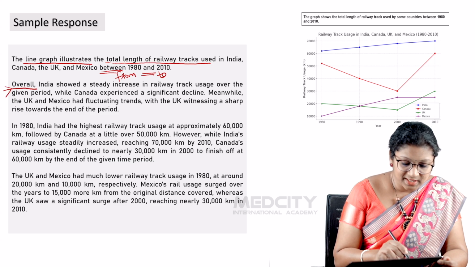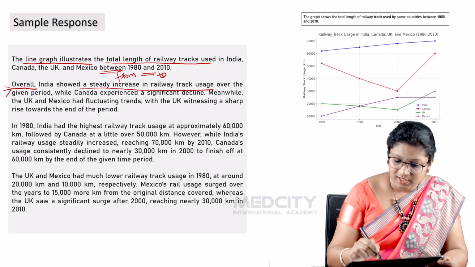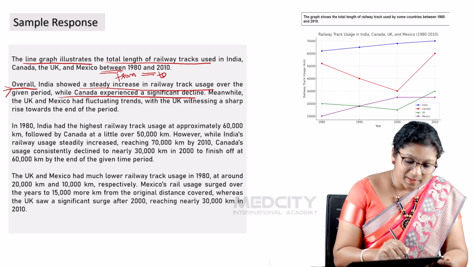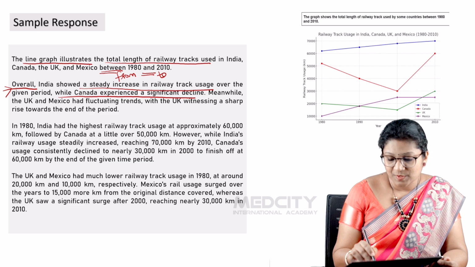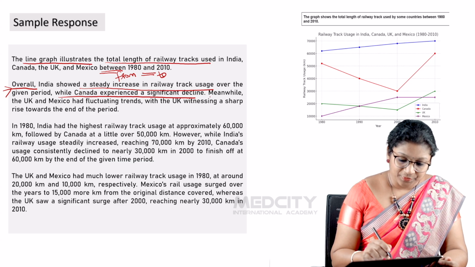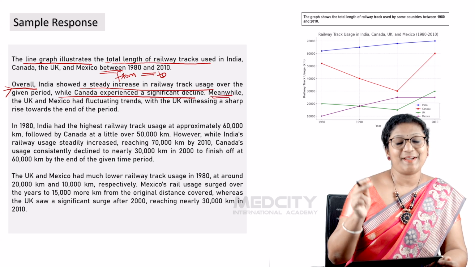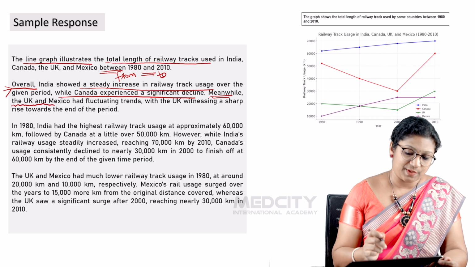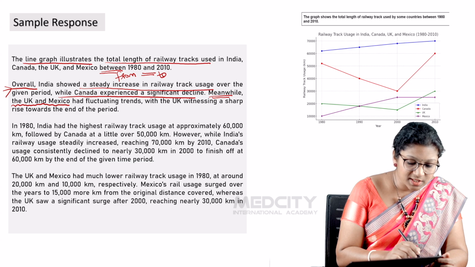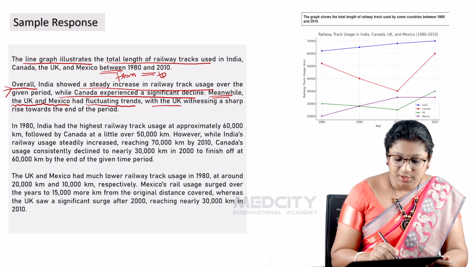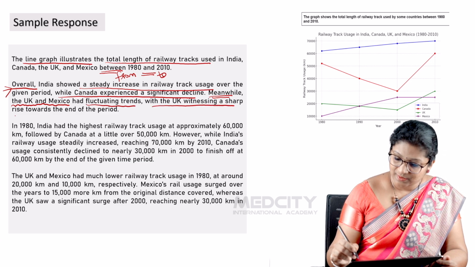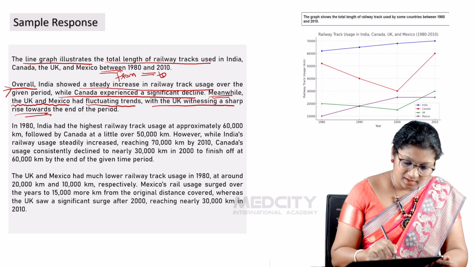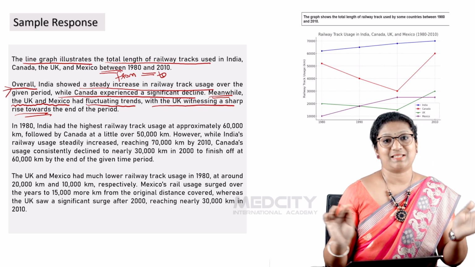Overall, so this is the overview paragraph. India showed a steady increase in railway track usage. Okay, this is a steady increase. While Canada experienced a significant decline. So we spoke about the significant decline. So one line about India, one line about Canada. Now I'm going to talk about UK and Mexico as well. Meanwhile, the UK and Mexico had fluctuating trends, with the UK witnessing a sharp rise towards the end. So this is the part we spoke about towards the end of the period.